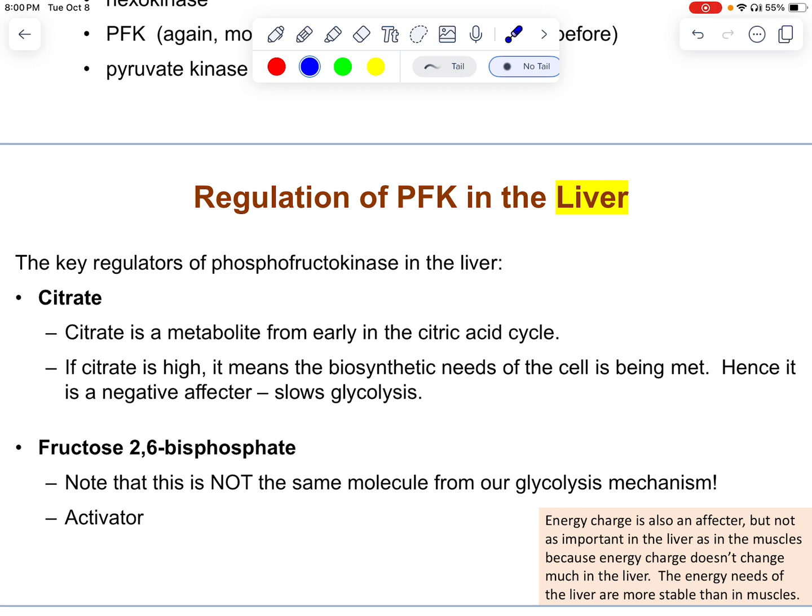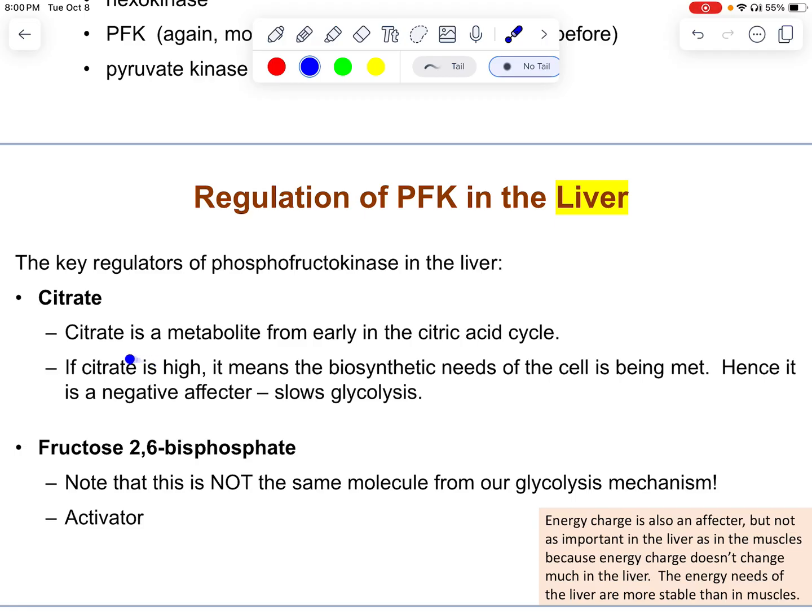Citrate is a metabolite from early in the citric acid cycle. So remember that our pyruvate, which is the end of our glycolysis, is going to eventually react into molecules that go into our citric acid cycle. And citrate is a piece of that. And if that citrate can be used, so the metabolites in that citric acid cycle help carry the electrons down for use in the electron transport chain. They're used as starting materials for biosynthesis.